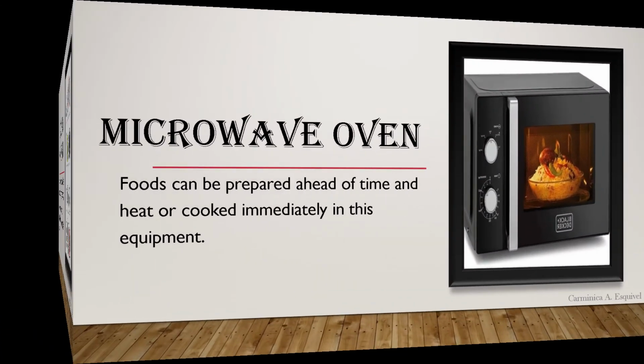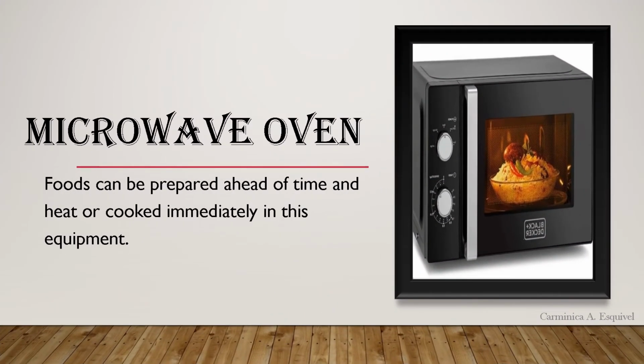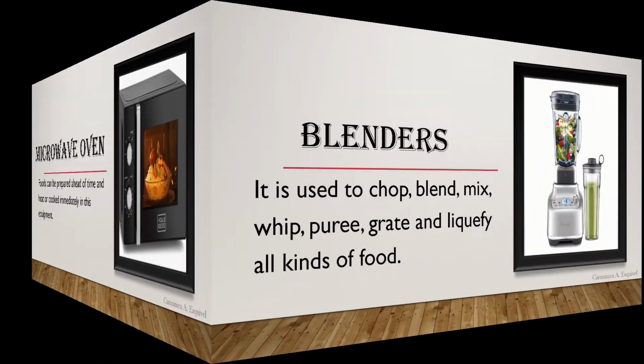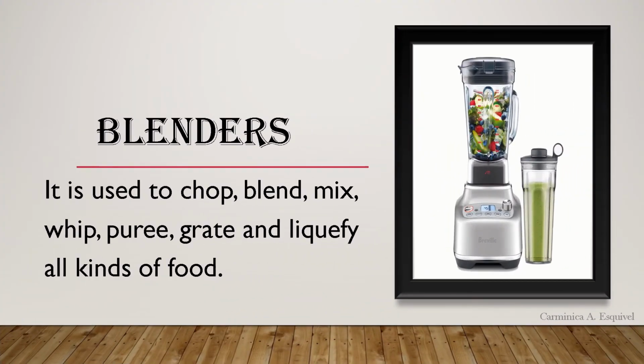Next natin dyan ay ang microwave oven. So, microwave oven, foods can be prepared ahead of time and heat or cook immediately in this equipment. It is used for heating and cooking the food immediately. Next is the blenders. It is used to chop, blend, mix, whip, puree, grate, and liquefy all kinds of food. Ito ang ginagamit para magkaroon tayo ng shake, milk tea, and etc.